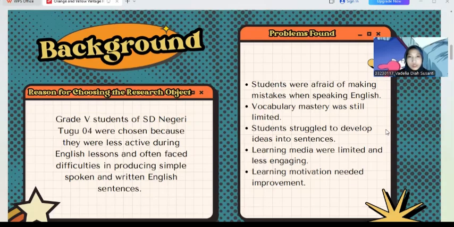First, many students were afraid of making mistakes when speaking English. Second, their vocabulary mastery was still limited. And third, they found it difficult to develop ideas and complete sentences. In addition, the learning media used in class was limited and less interesting. As a result, student motivation to learn English was still quite low.